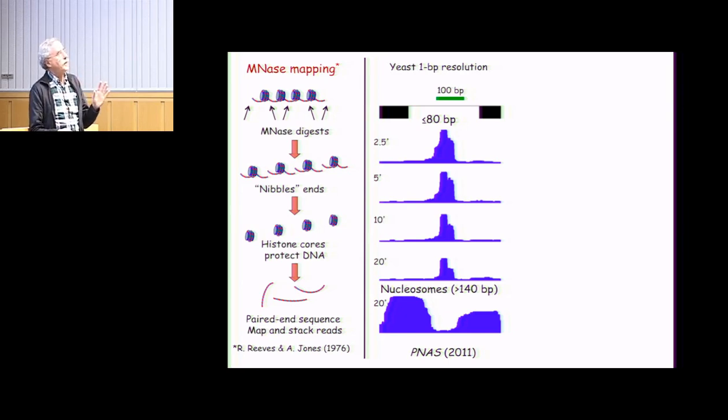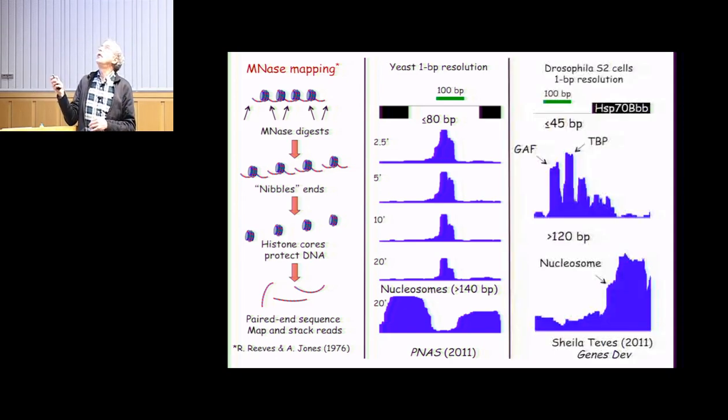Now this is a general method. We applied it, for example, to Drosophila. And when we look at the small fragments and do the mapping and stacking of the reads, and look at that HSP70 region I showed you previously, we see that there are these squarish peaks there. This one corresponds to GAGA factor. This one corresponds to TATA binding protein. From previous work, we knew that they were there. So we have a very nice method for profiling the epigenome in general.